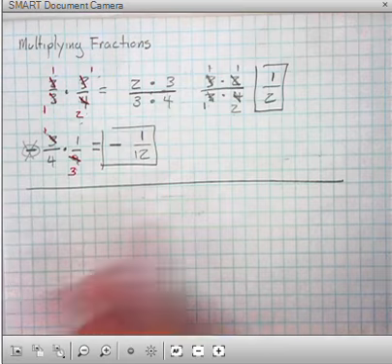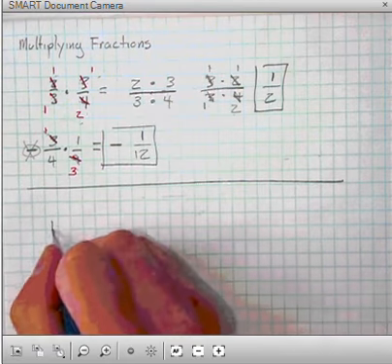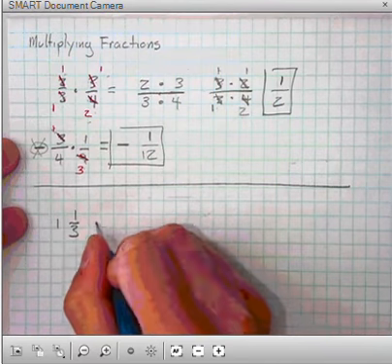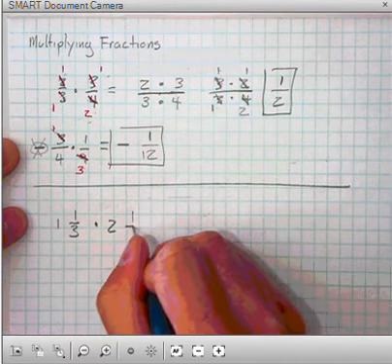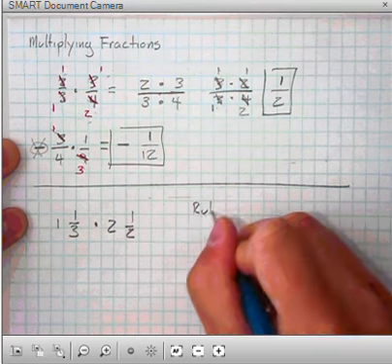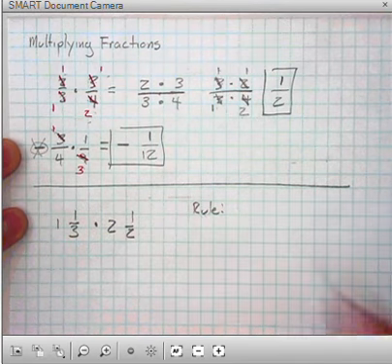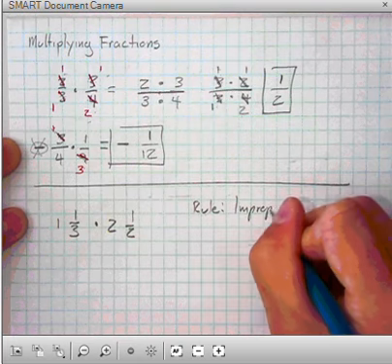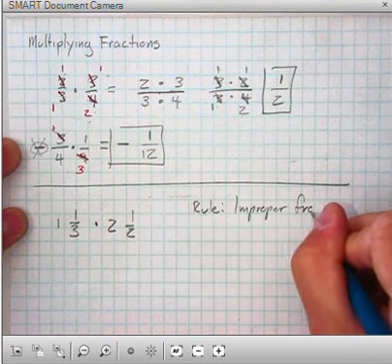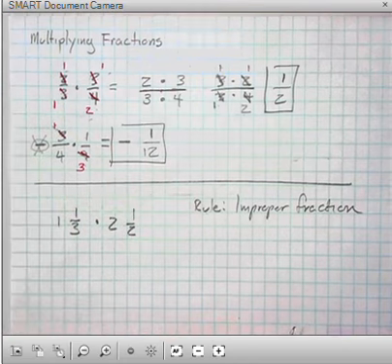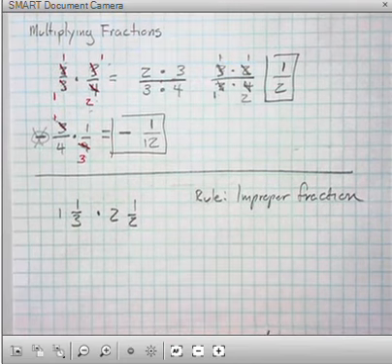Now let's look at some mixed numbers. That's going to be our next section. So 1 1/3 times 2 1/2. There is one rule for multiplying mixed numbers. You have to convert them to improper fractions. You have to turn it into an improper fraction.